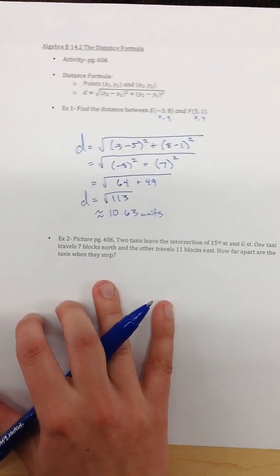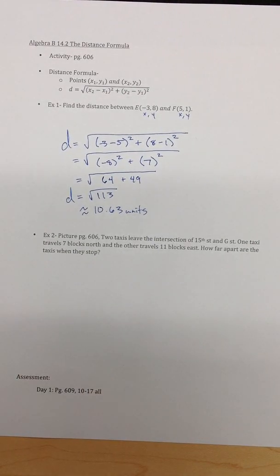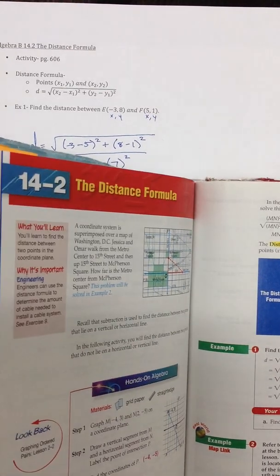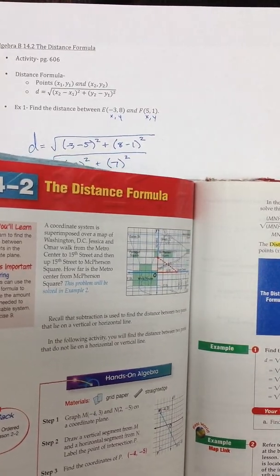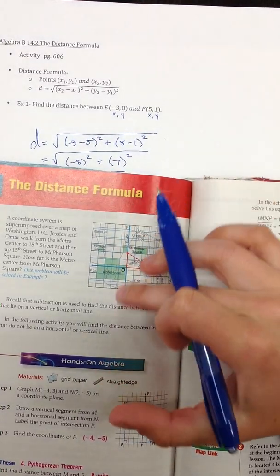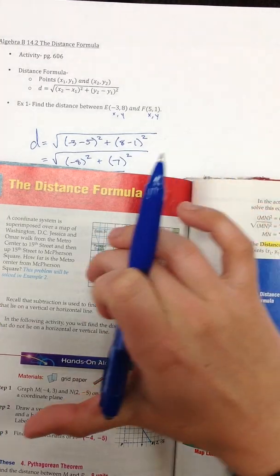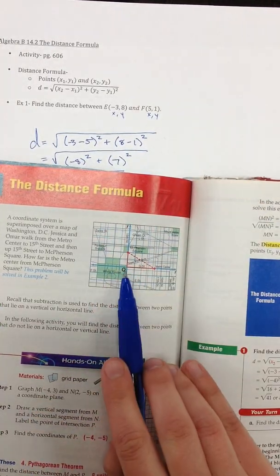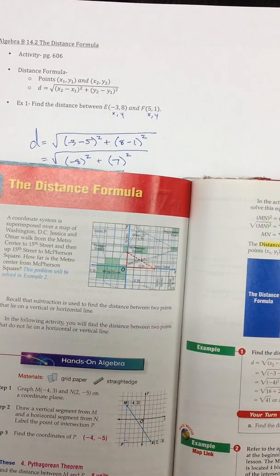Okay, so let's try another one here. This one says there's a picture on page 606, so maybe we should look at that. It looks like a map of Washington, D.C., and it says two taxis leave the intersection of 15th Street and G Street. So 15th Street is this one here, and G Street is this one going across this way. So basically the taxis are leaving from our 0, 0, our origin.